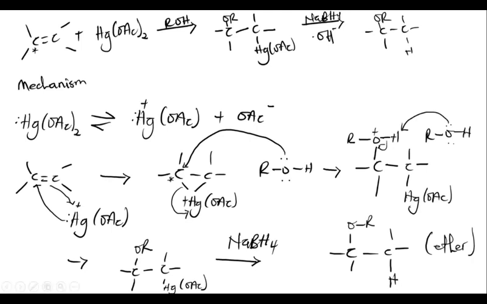Alright, so with this brief introduction to the mechanism of the alkoxymercuration demercuration reaction, let's further proceed to have a look at a practical example. So the first example we want to look at is 1-methyl-cyclopentene. So we are using this 1-methyl-cyclopentene as our alkene, and this is our 1-methyl-cyclopentene.